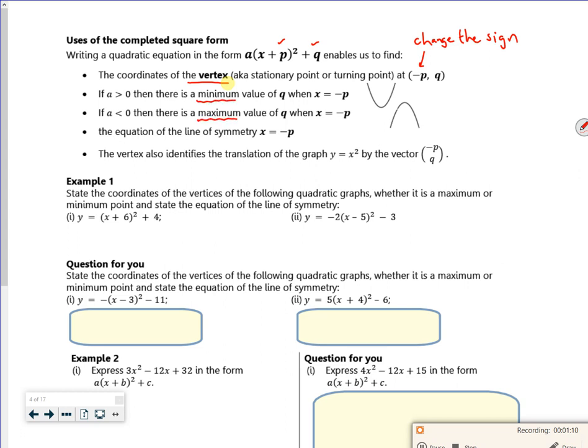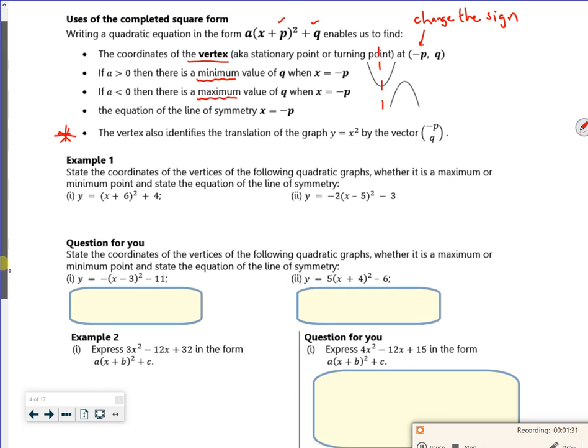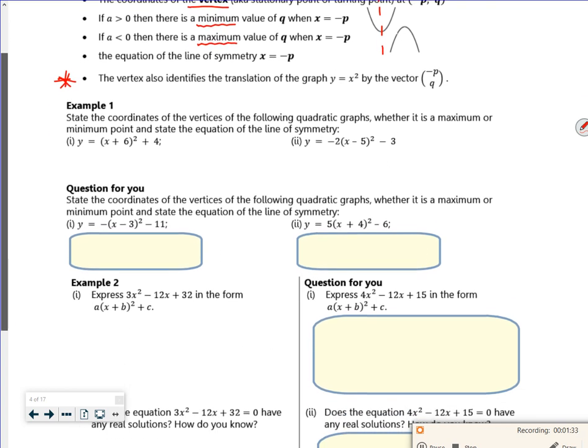It talks about the line of symmetry. That lines up with where the vertex is, because you could draw a mirror line, couldn't you, straight down like that. So there you go. Vector translations, we'll talk more about those, but they link to the vertex as well, because you're just moving the bottom of the graph from 0, 0 to whatever it is.